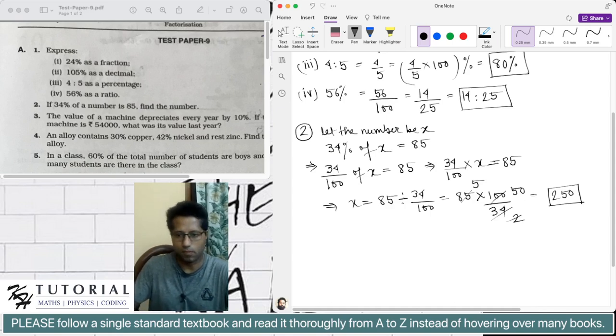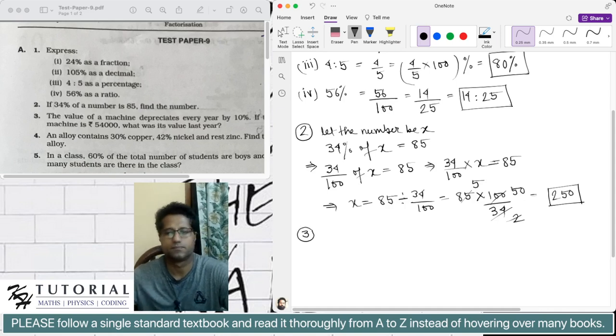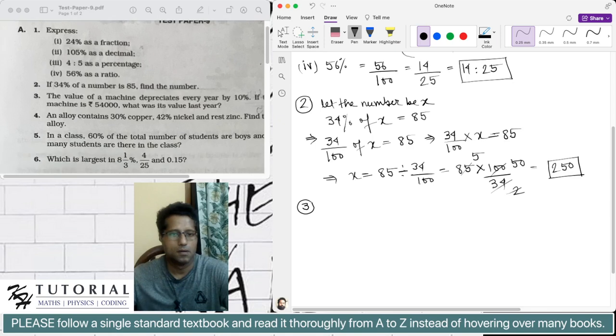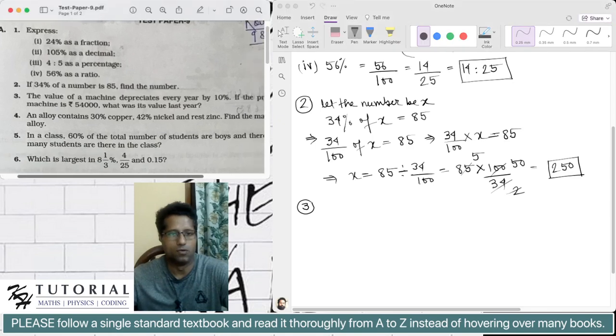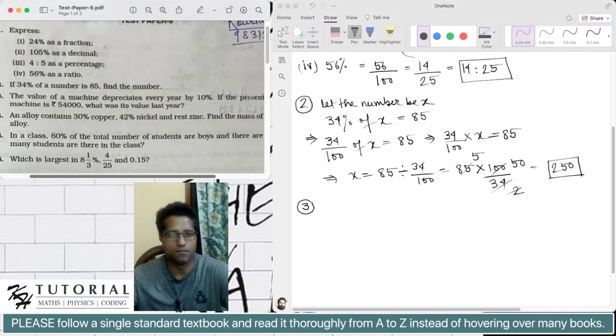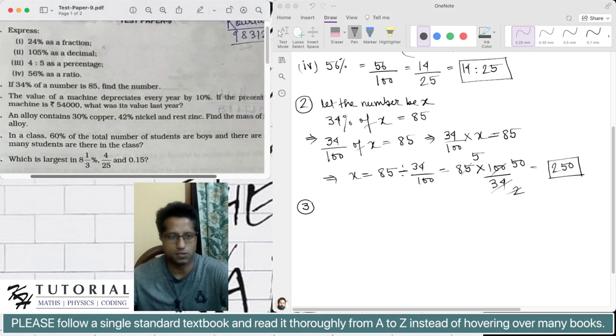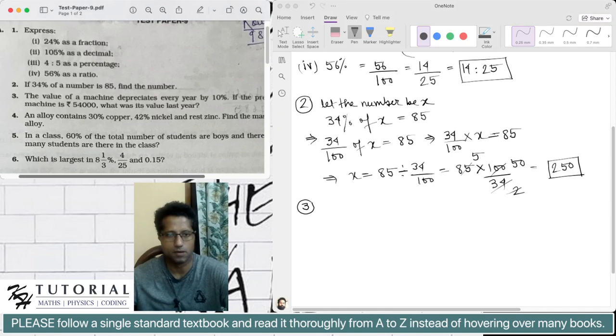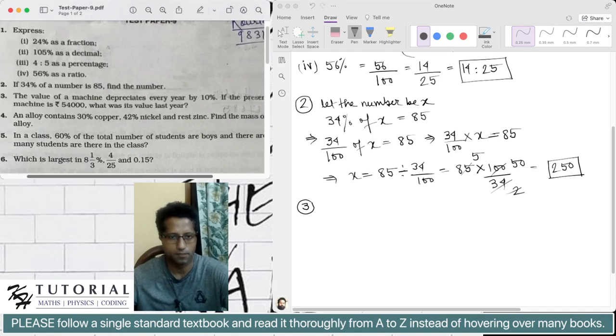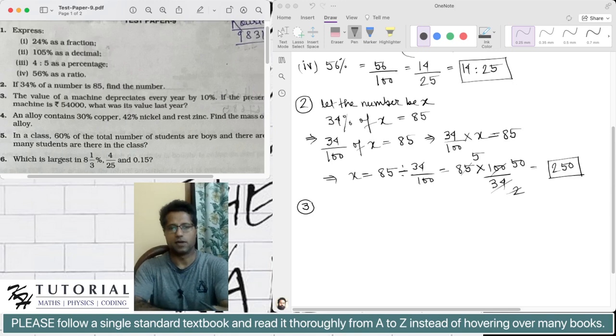Let's do problem number 3. The value of a machine depreciates every year by 10%. If the present value of the machine is rupees 54,000, what was its value last year? In this kind of problem, whichever quantity is unknown, we assume that to be a variable.